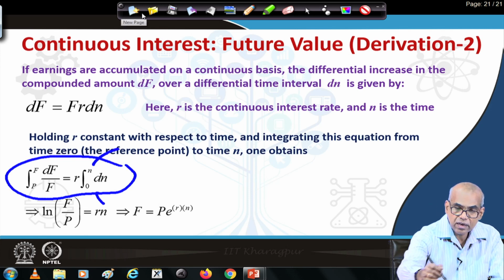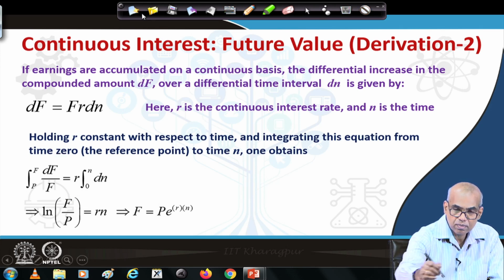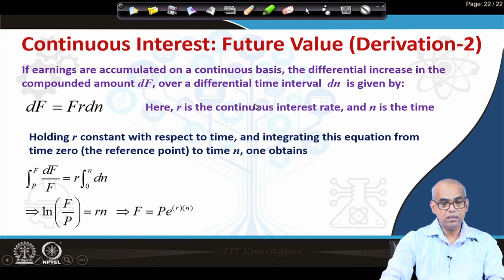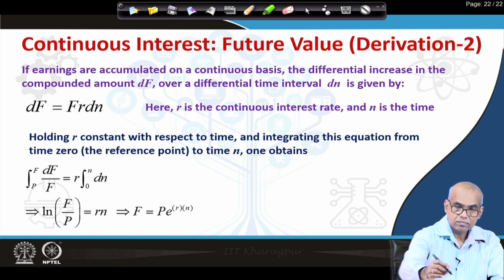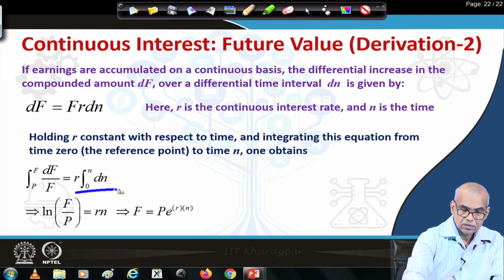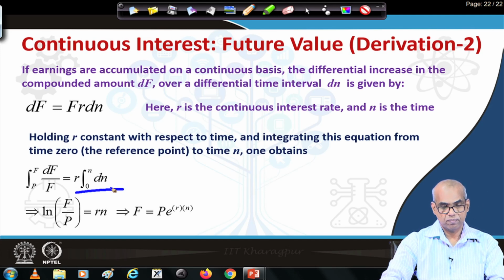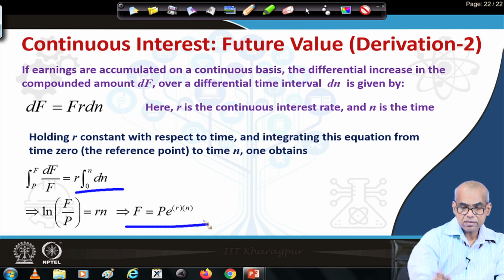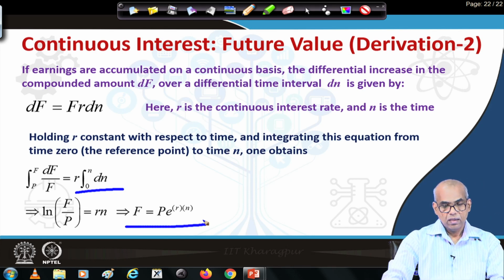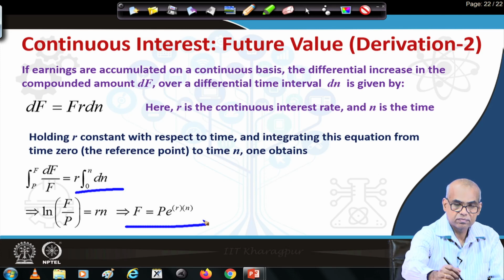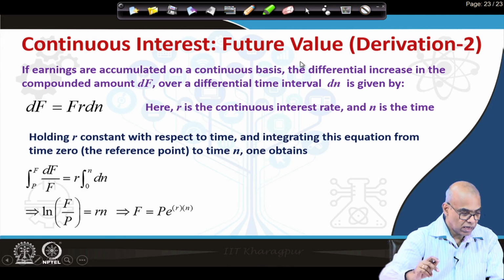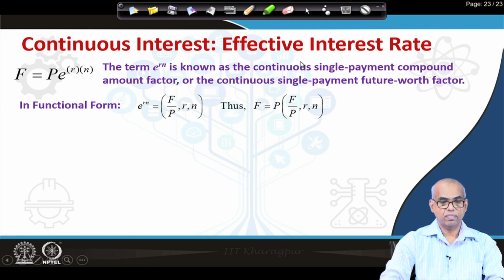So, if you do this integration, what you get is ln F by P equal to rn. This is r into n minus 0, which is rn. So, this can be written as F by P equal to e to the power rn. So, F equal to P into e to the power rn. So, you get the same expression.